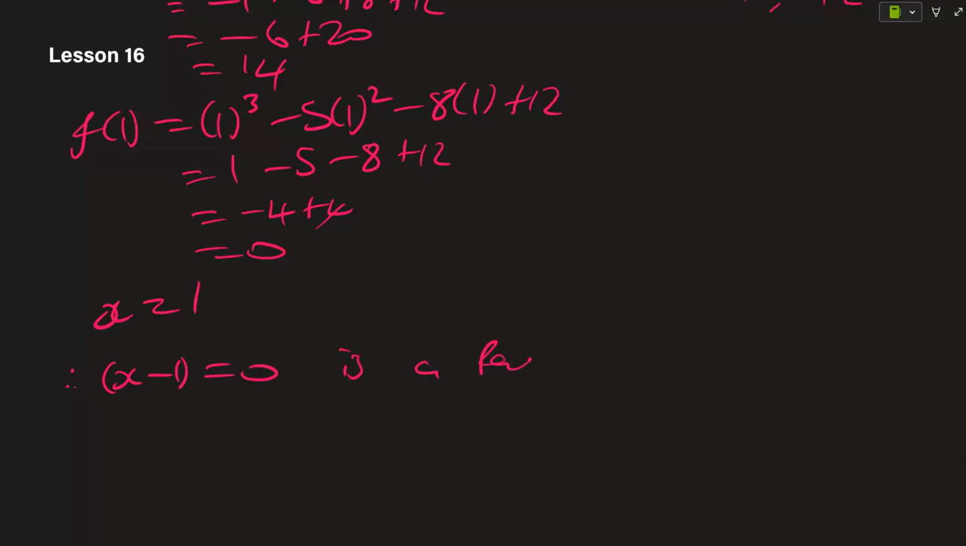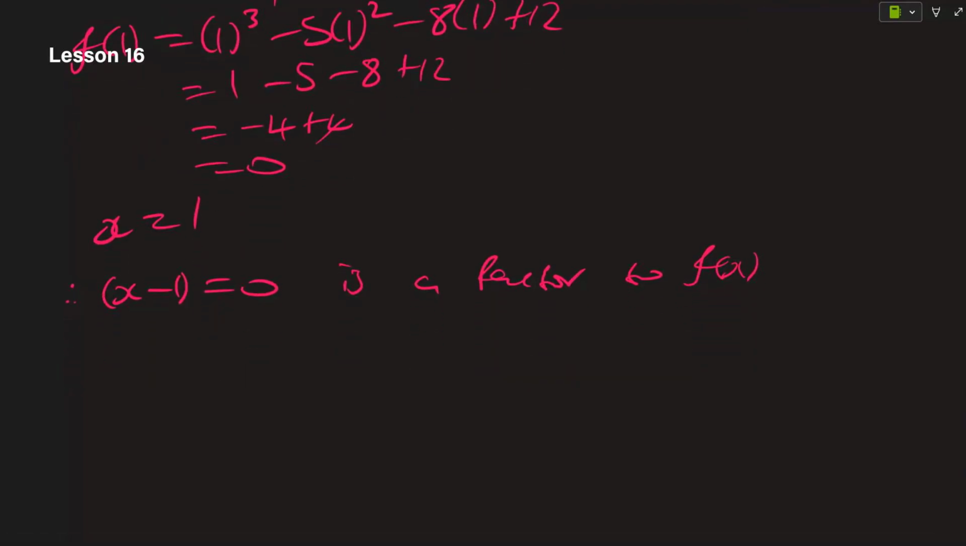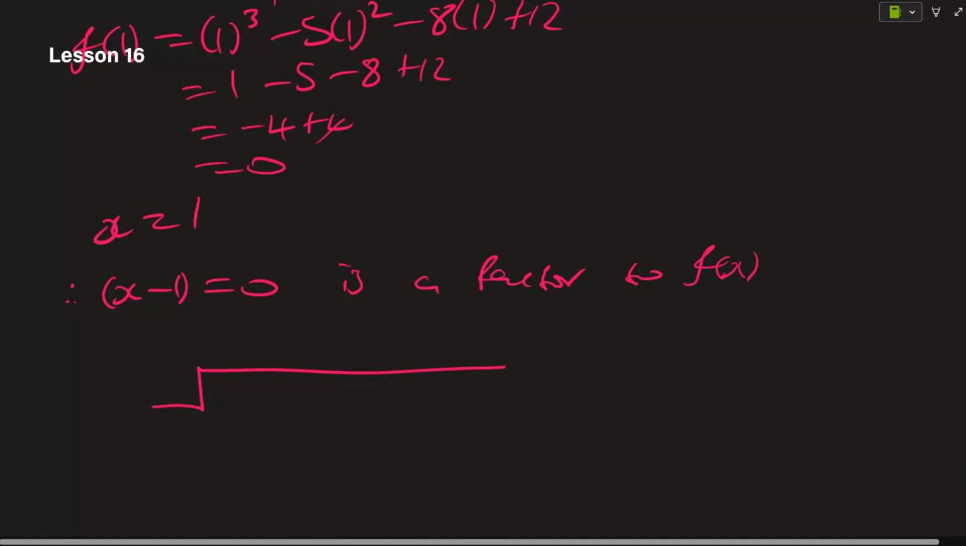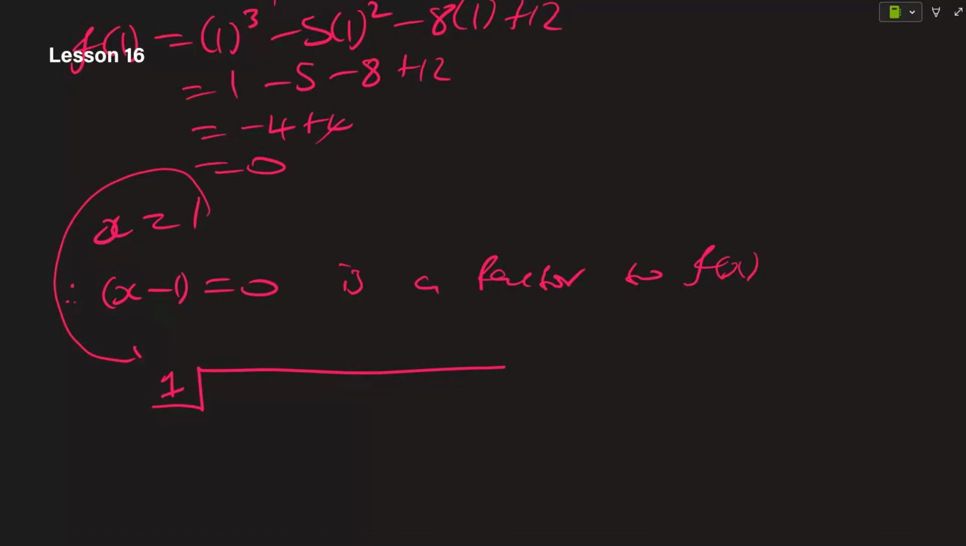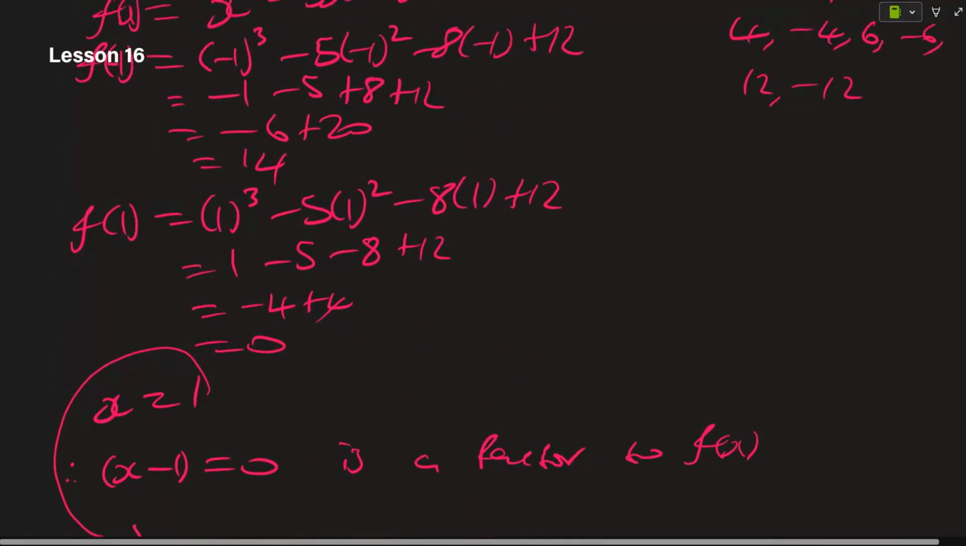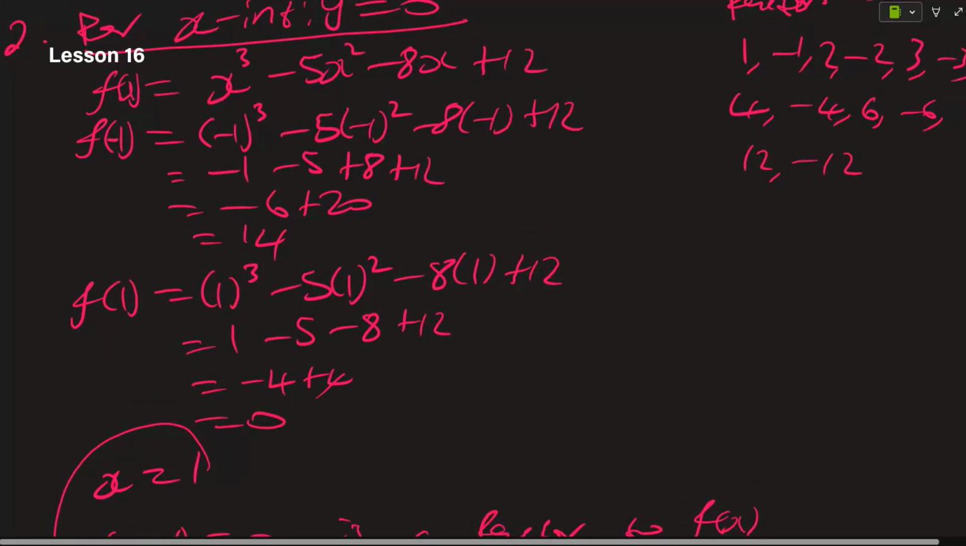It's a factor of f(x). Then we're going to draw this ladder now. Then here you write this factor which is 1. You write it there. And then here, below this ladder, we're going to write the coefficients of x cubed, x squared, and x and whatnot.